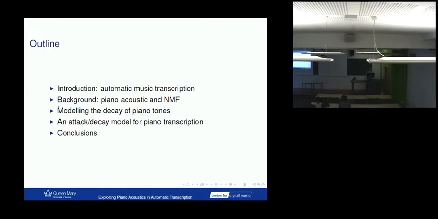The talk will first give a very brief introduction to automatic music transcription. Then we get some background on piano acoustics and NMF techniques. The following two talks will be my main chapters. The first one is modeling the decay of piano tones, and the other one is an attack-decay model for piano transcription. Then we get the conclusion.